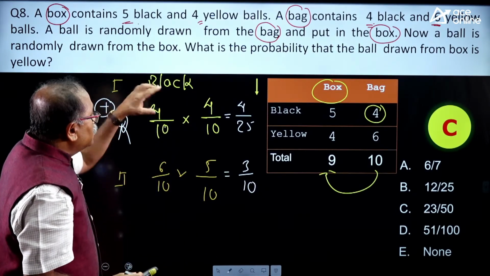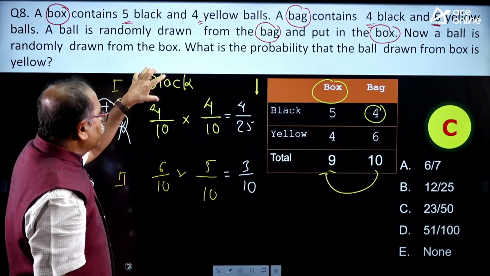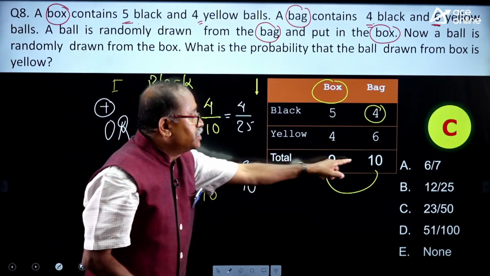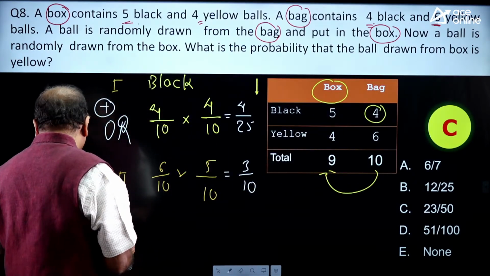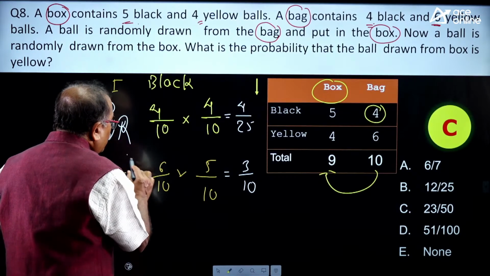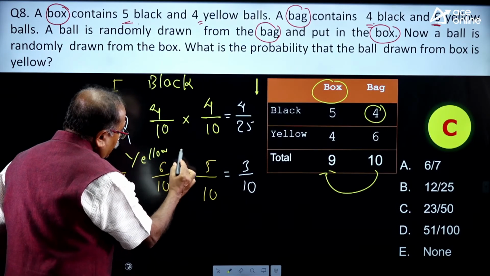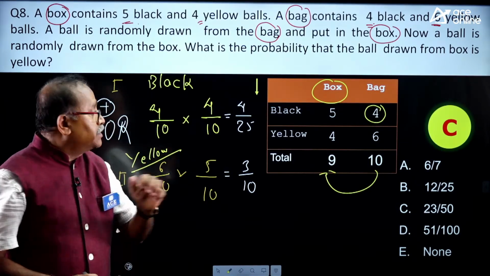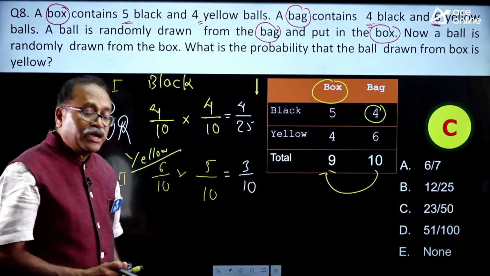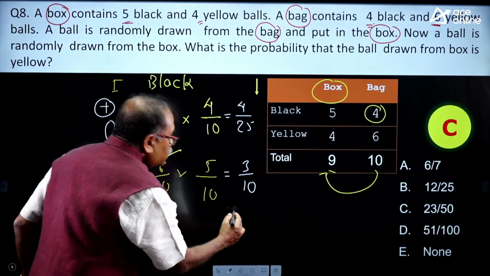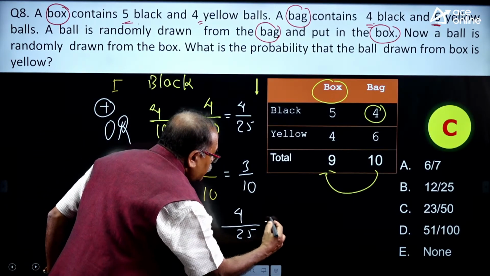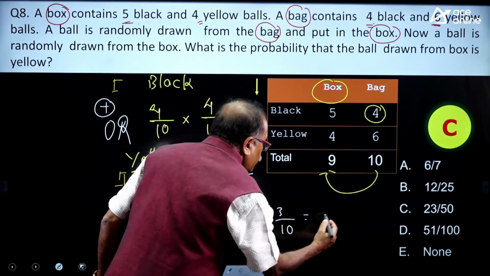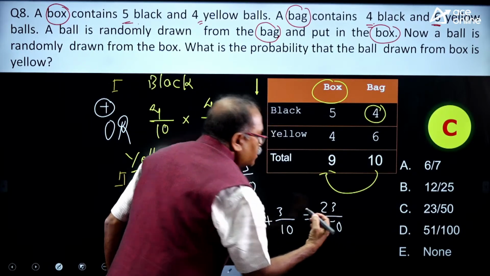Either the first one which I have taken out is black, then this is the probability, or the first one which I have taken is yellow, and then this is the probability. Therefore, in case of "or", we use addition. So 4 by 25 plus 3 by 10 should be my answer. When you take the LCM, it becomes 100. So when you solve this, you get 23 by 50. That's your answer.